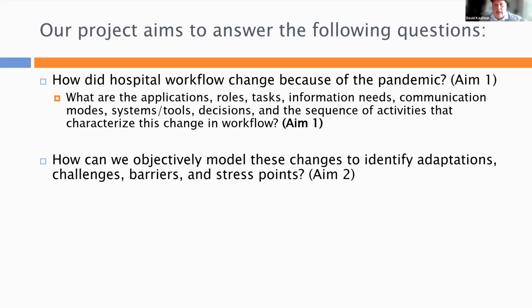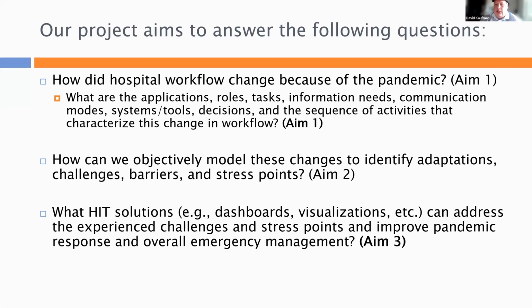Dr. Kenrick and Dr. Boricki are leading the charge on Aim 2. They're looking at ways to model these changes to identify adaptation challenges, barriers, and stress points. Dr. Raja will talk about HIT solutions and stress points and how we improve pandemic response and overall emergency management. We're still at relatively early stages in Aim 3 that involves a lot of negotiations with hospital leadership. We've been involved in discussions for months. We're making incremental progress, but it remains quite challenging.